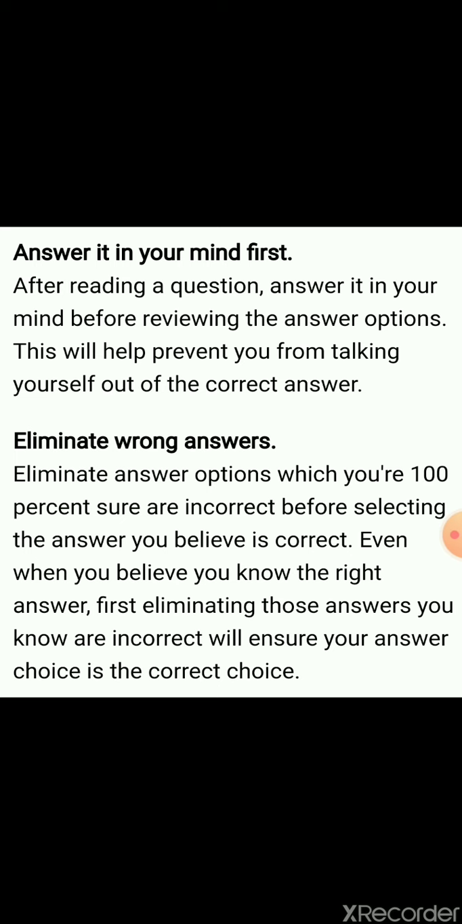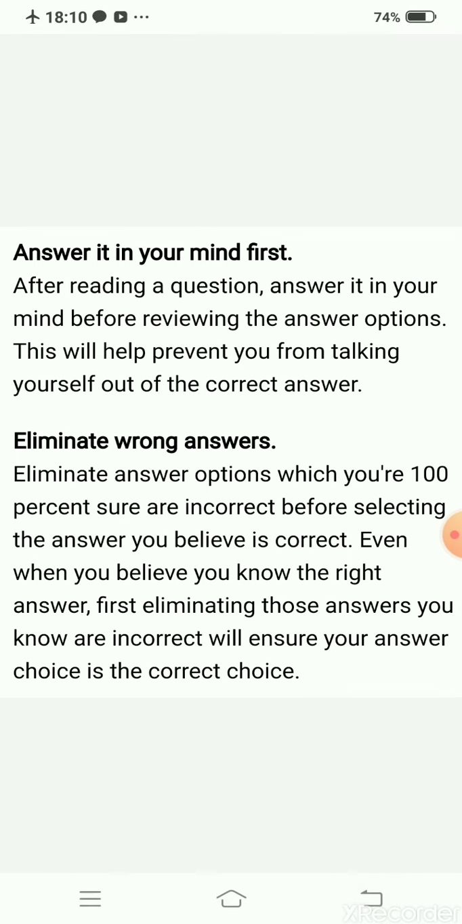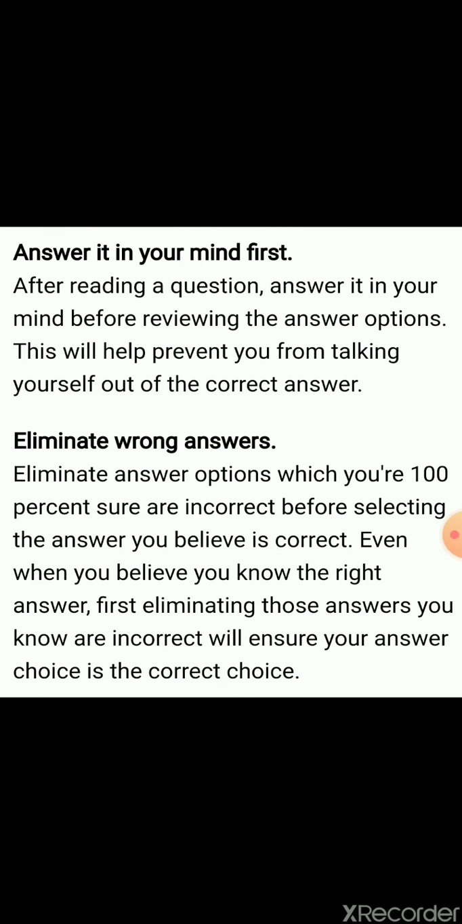Remember this point. Now the third point: eliminate wrong answers. Wrong answers you need to eliminate. Eliminate means you need to separate, remove. Eliminate answer options which you are 100% sure are incorrect, because when the choice is down to just two options, it will be quite easy. What we do in the market as well, we start keeping things aside for later selection. In the same way you need to do.